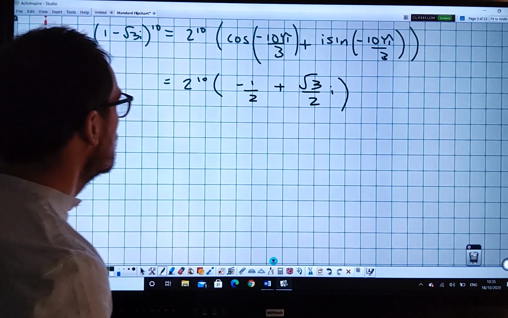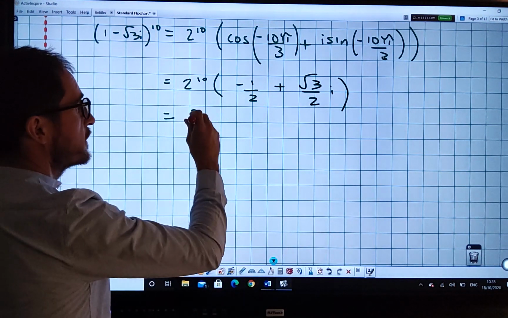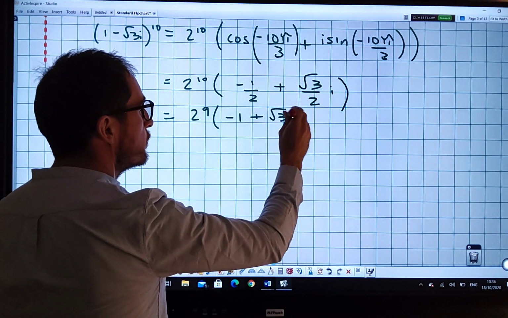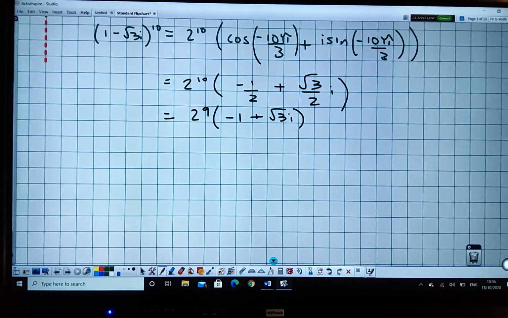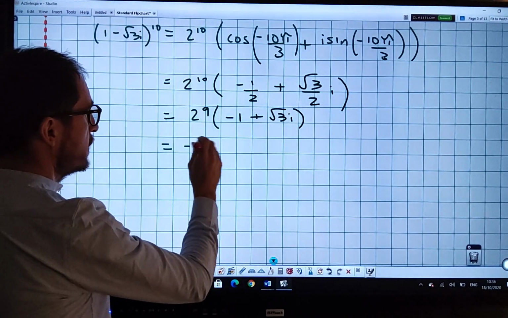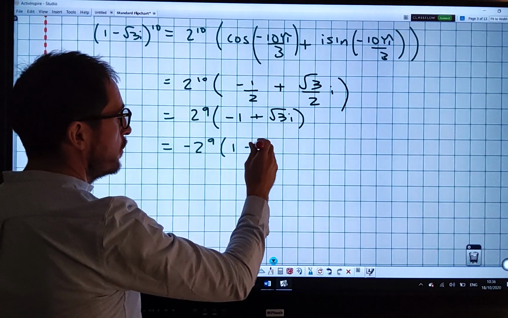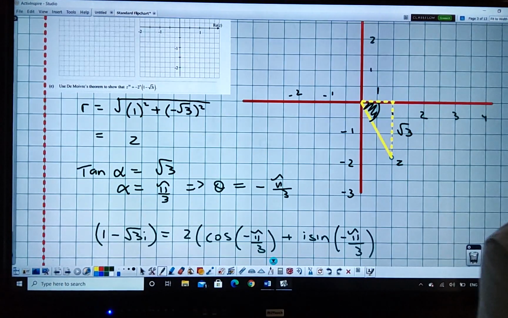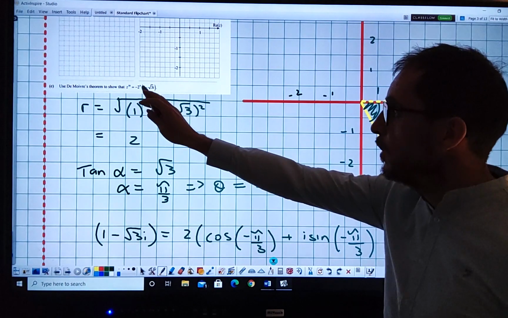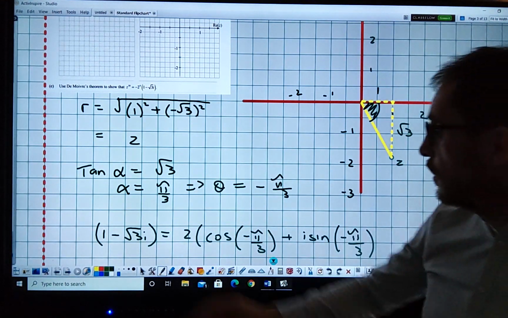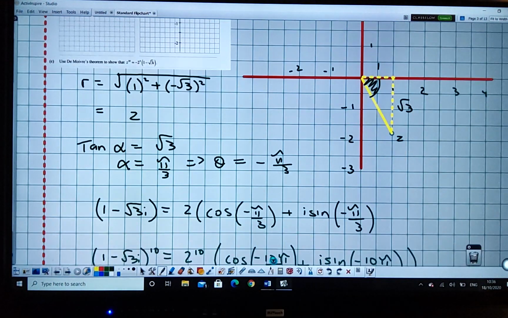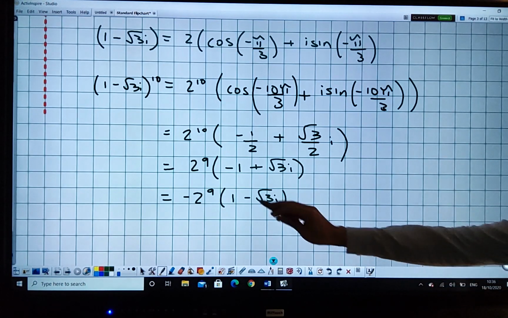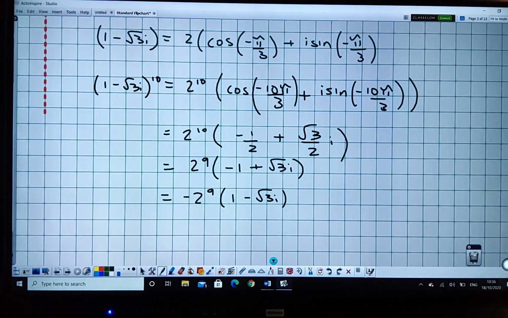Okay. First of all, I'm going to use one of the 2's here. So I can say 2 to the power of 9 times minus 1 plus root 3i. And then all I do is change the sign: minus 2 to the power of 9, 1 minus root 3i. So you've got 1 minus root 3i, and that's that.